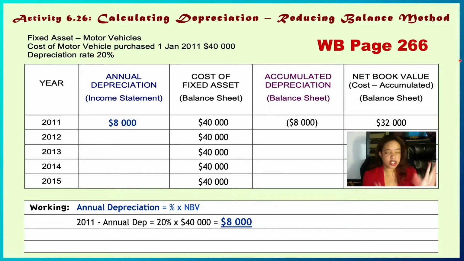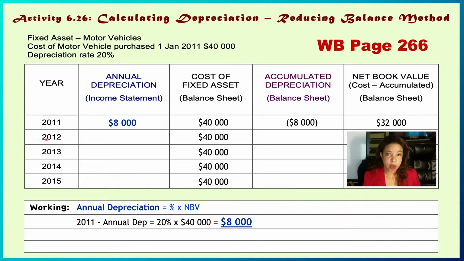So don't get too upset if you're like, what is the net book value? I don't know. It's not supposed to be cost, but for your first year, the net book value and the cost of the non-current asset are the same. And then you use that cost figure, which is your net book value at that point, to calculate your annual depreciation. And then you get a new accumulated depreciation because you have now reduced the value, or depreciated that non-current asset. So your new net book value at the end of 2011 is now $32,000.